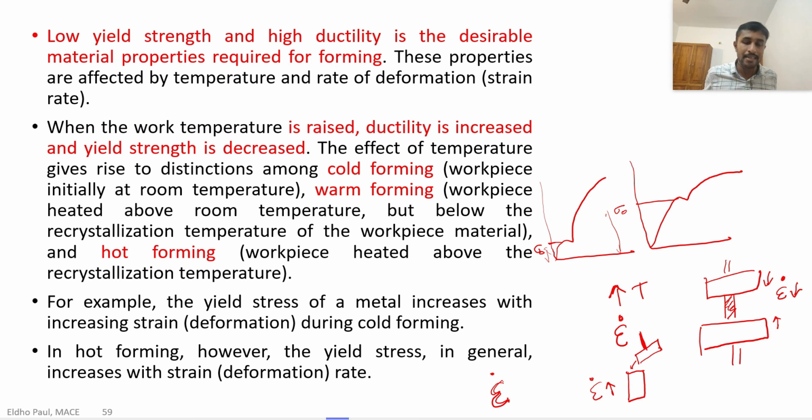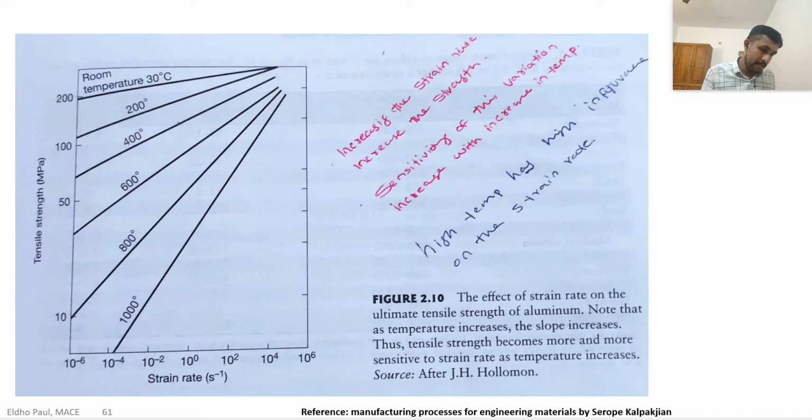So strain rate is a factor which affects the plastic deformation. And if we increase the strain rate, of course, the difficulty will increase for yielding or plastic deformation. So ductility is the main factor. If we reduce the strain rate, we can increase the ductility to a very large extent. But this strain rate actually depends on the temperature. Okay, the influence of the strain rate is directly dependent upon the temperature.